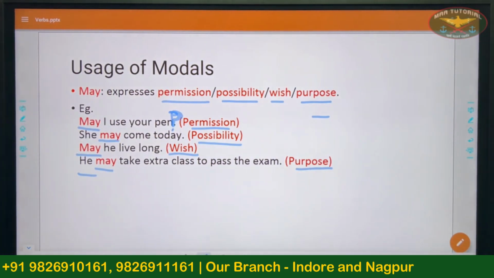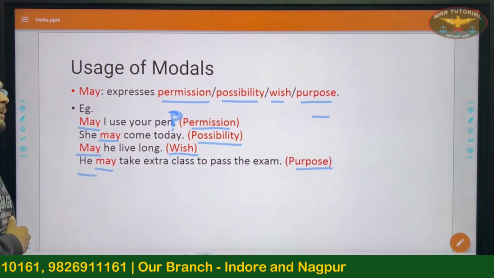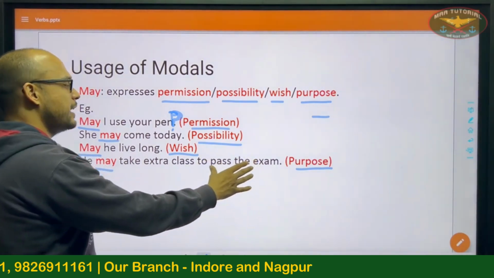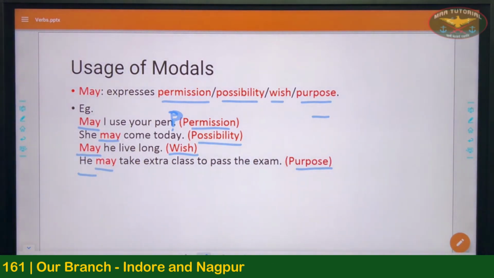And we are giving permission as well. Here, we're giving a purpose to the person. He may take extra class to pass the exam. We have a purpose to pass the exam and we may do something. We have a permission to fulfill our purpose. May.